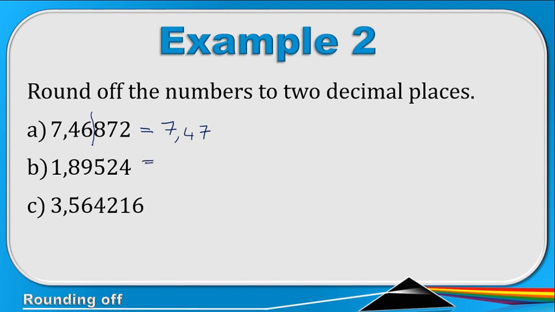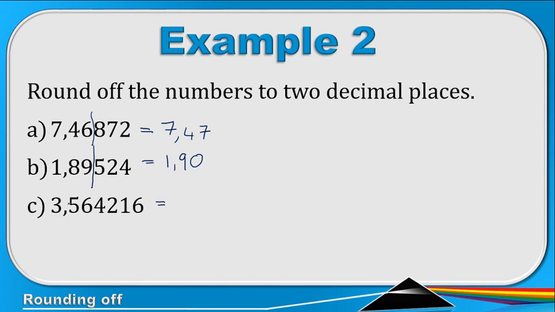Now for the next one, we've got 1,895 to 4, and we want to cut off everything after 2 decimal places. And since this is 5, it's going to change the 9 into a 10. But this is a special case where this 10 is then going to change this into a 9. So this is just 1,90. I'm going to be safe and just say 90 when they ask for 2 decimal places. But I don't think 1,9 would be wrong.